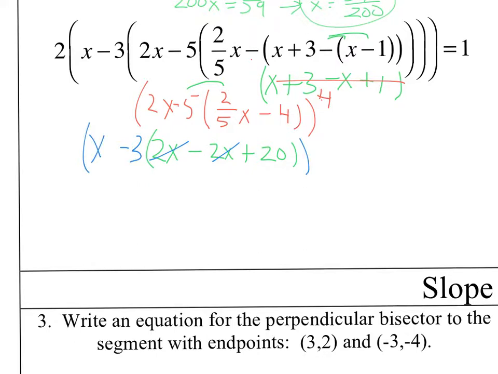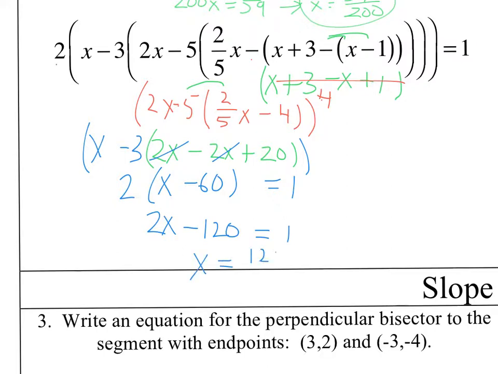And at this point, we've got negative 3 times plus 20 is negative 60. That 2 out in front, and that's equal to 1. So we get 2x minus 120 is equal to 1. And that should come out to something like x is equal to 121 divided by 2.